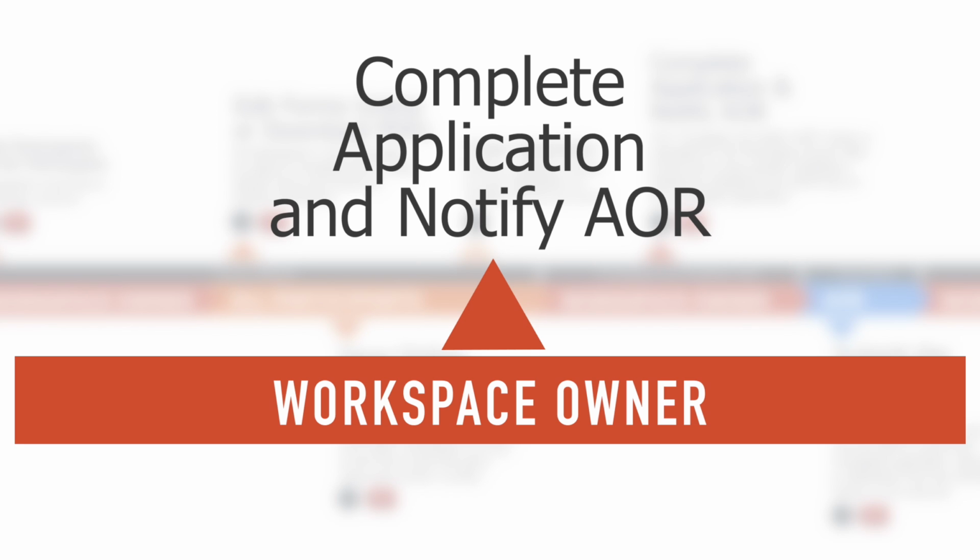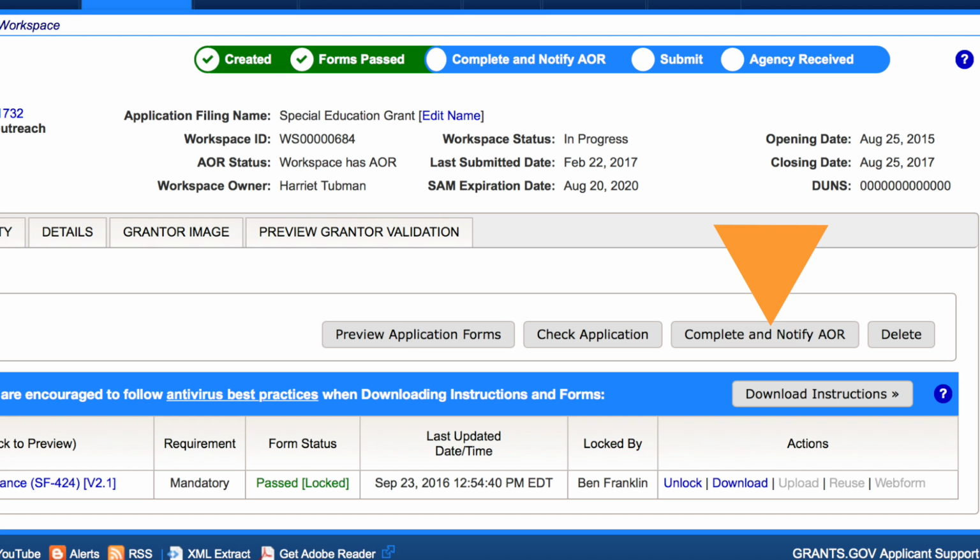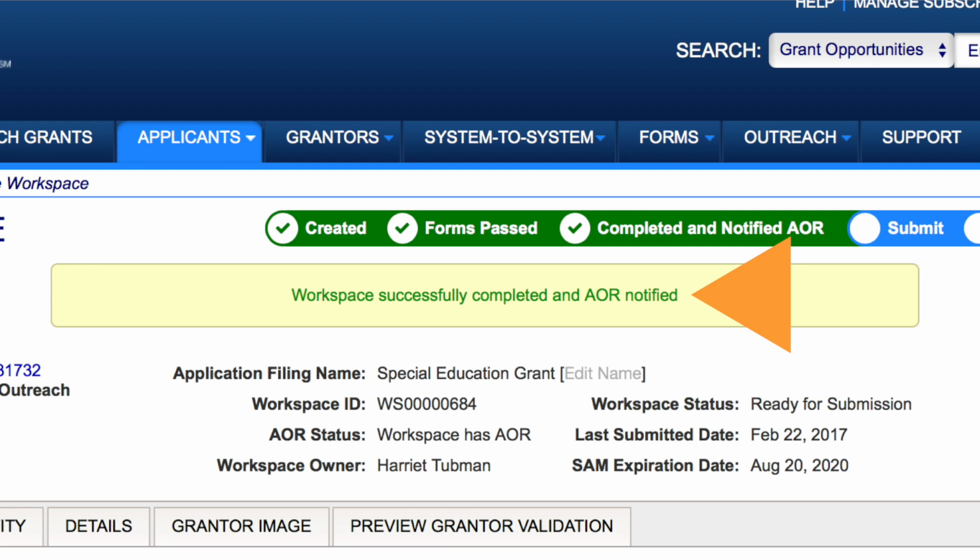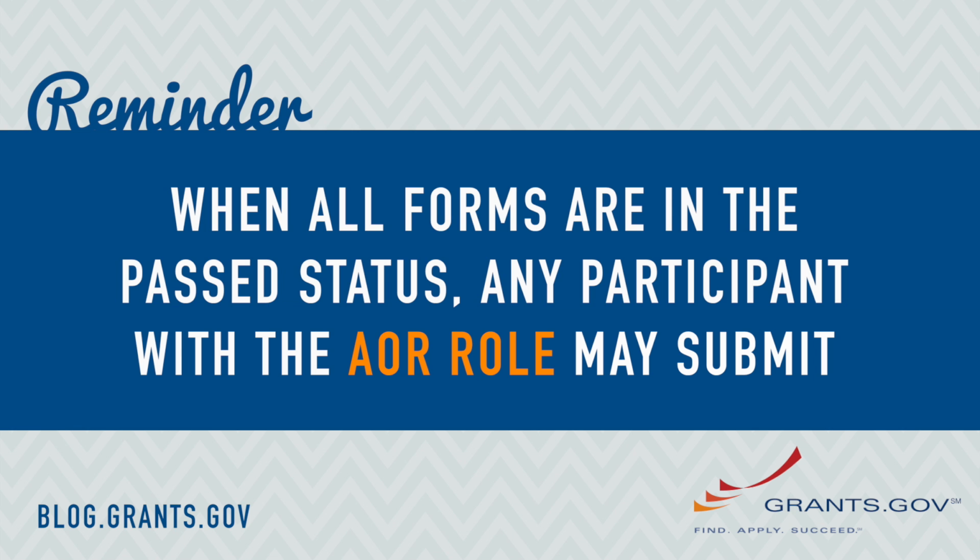When checks have been made on all required forms, the Complete and Notify AOR button will be activated for the workspace owner. When the workspace owner clicks the button, the AOR will be notified that the application is ready for submission. Please note that this is an optional step.